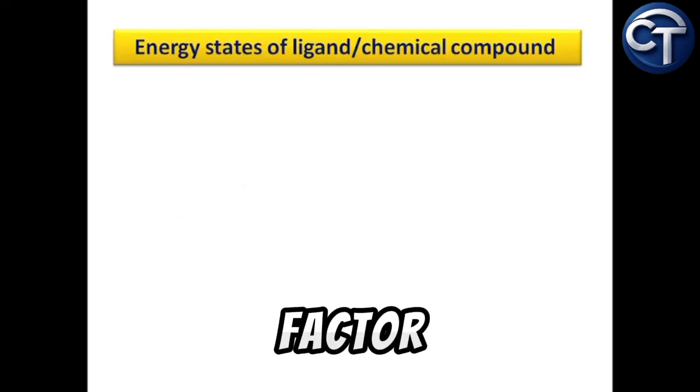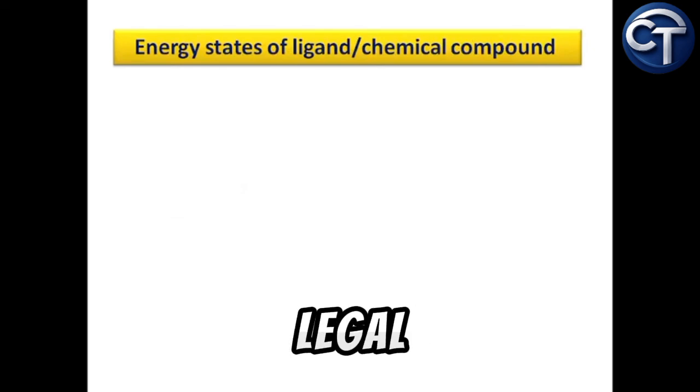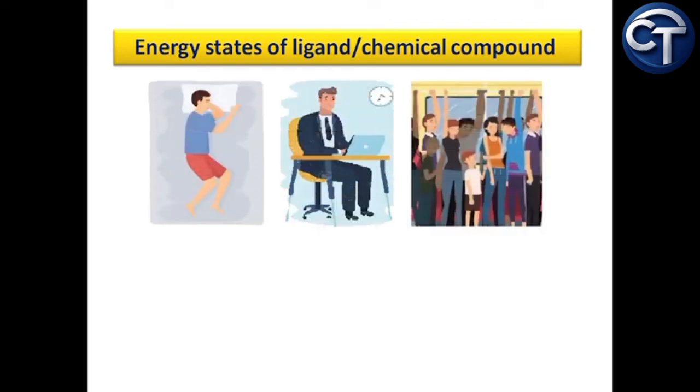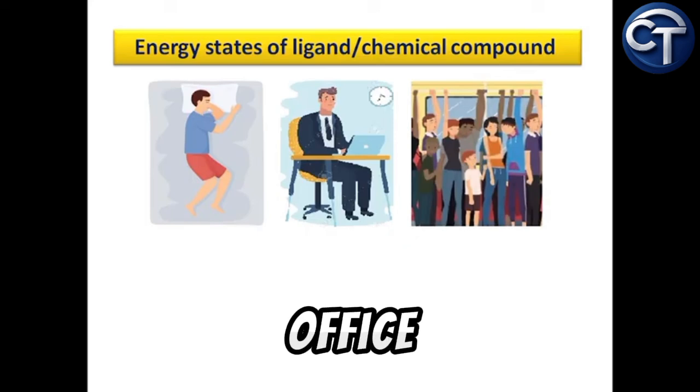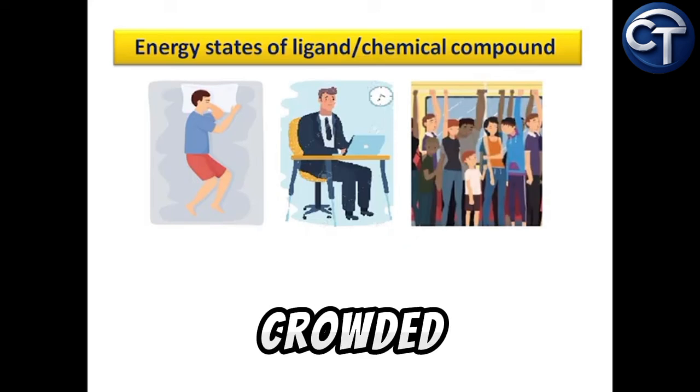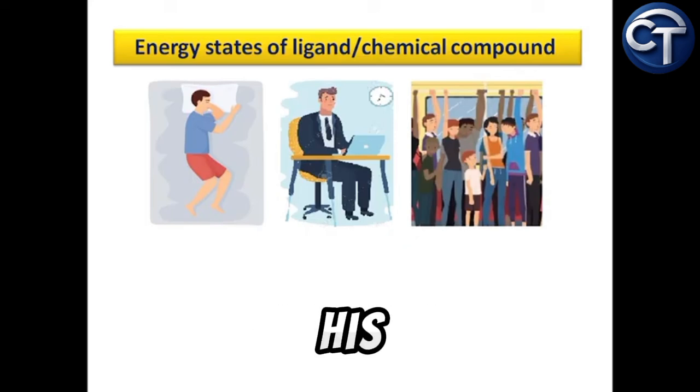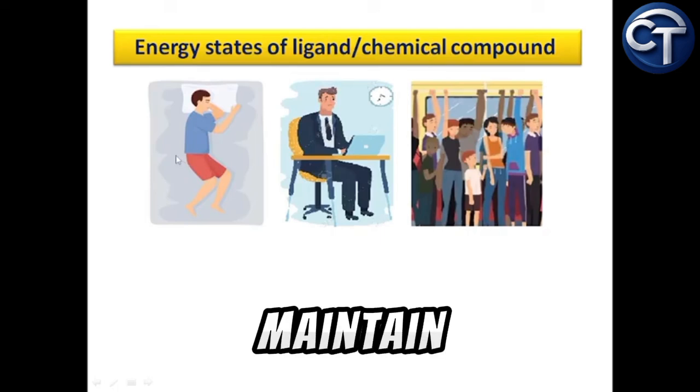The second factor is the energetic state of the ligand. So imagine a man in three postures: lying in a bedroom, sitting in an office room, and standing in a crowded bus. You see, his postures are appropriate for three different situations. In the lying posture, he is totally relaxed, and he requires limited energy to maintain his posture.